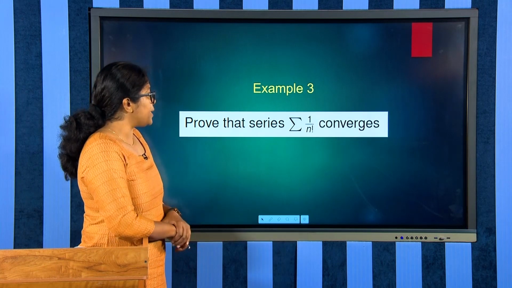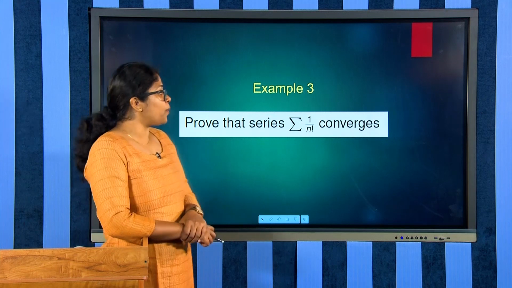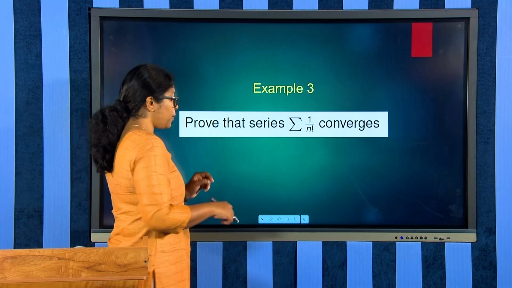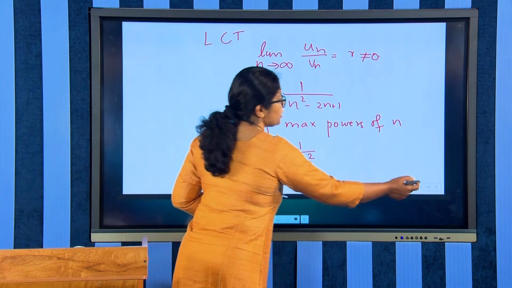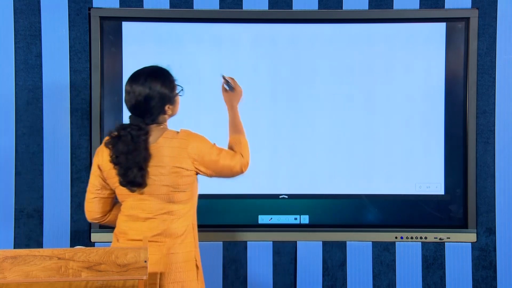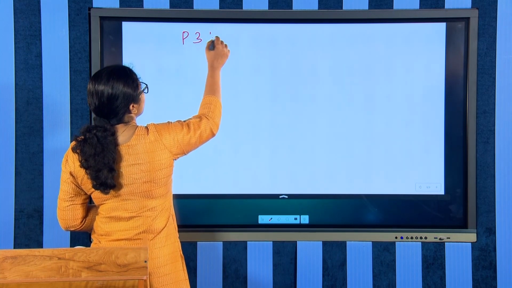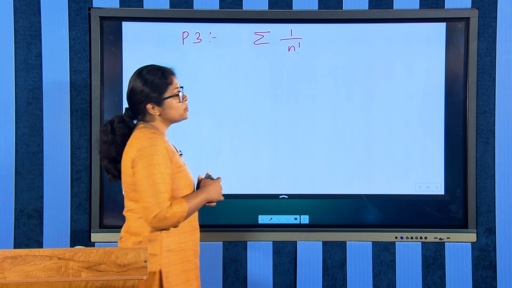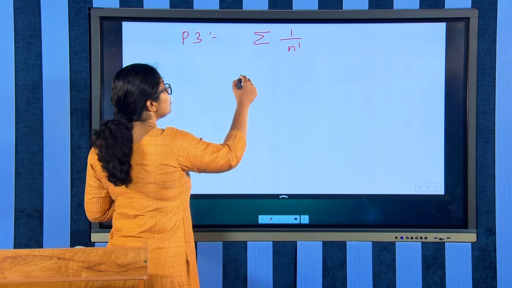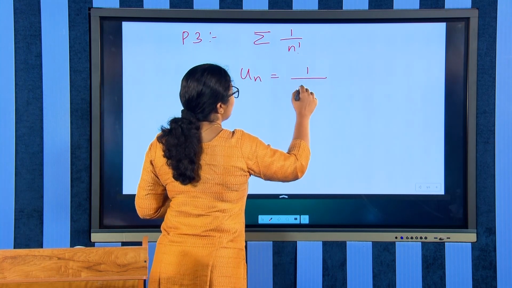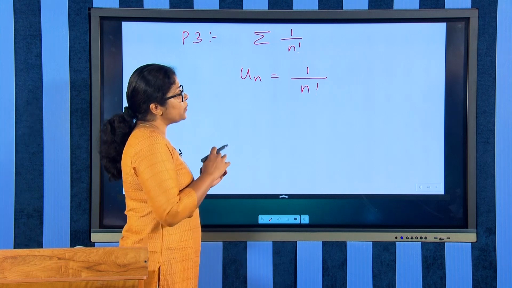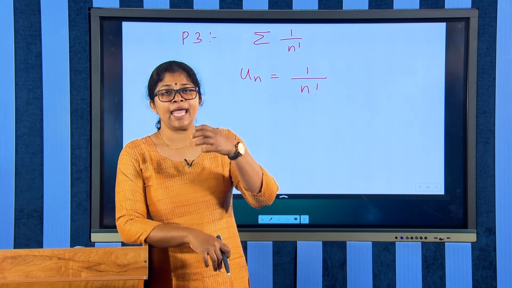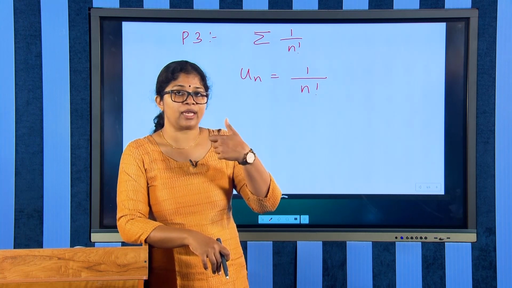The third example is prove that the series 1 upon n factorial converges. So, again 1 upon n factorial means, problem number 3, summation 1 upon n factorial. So, n factorial means the nth term is un equal to 1 upon n factorial. So, as we discussed in the case of limit comparison test, we have to pick out the terms containing n outside, maximum powers of n outside.